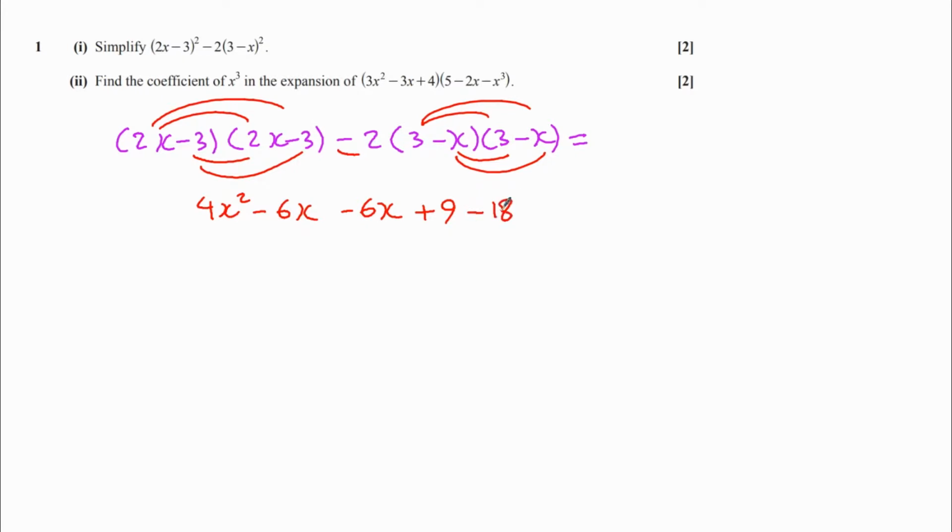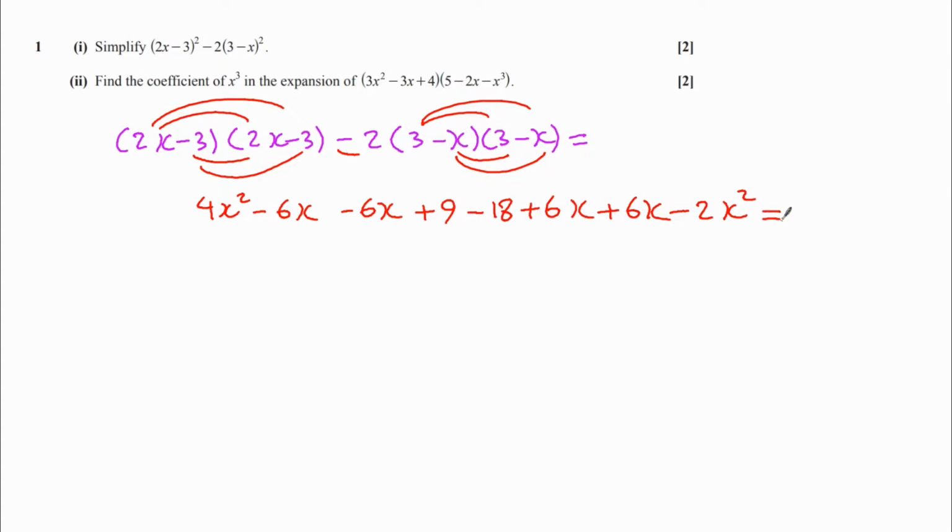3 times minus x is minus 3x, times minus 2 would be plus 6x. Then minus x times 3 is minus 3x again, times minus 2 would again be plus 6x. Minus x times minus x would be plus x², times minus 2 would be minus 2x².